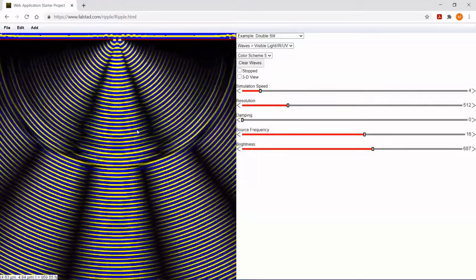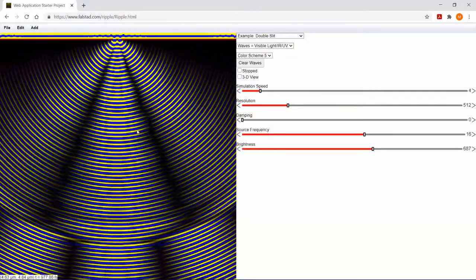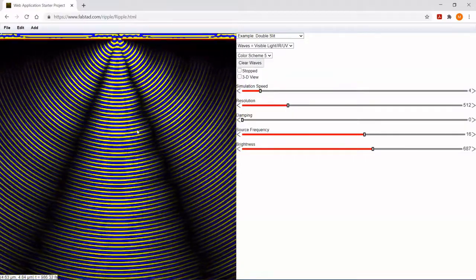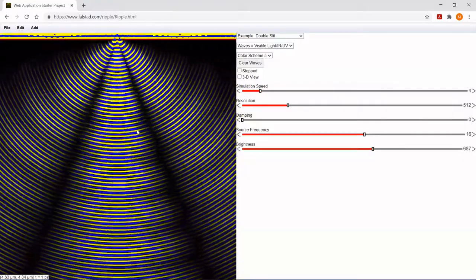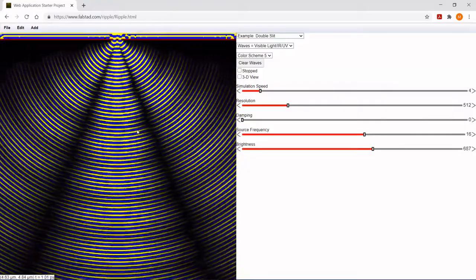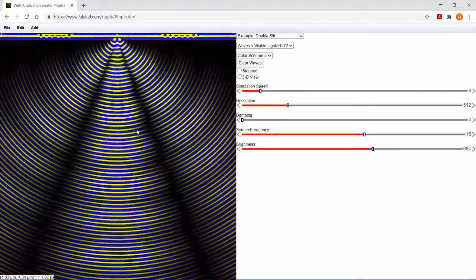Did you see that? The nodal lines and antinodal lines are spreading out further now that I made the slits closer together. So that's the behavior that's a little counterintuitive. The closer the slits are to each other, the more spread out the interference pattern is.